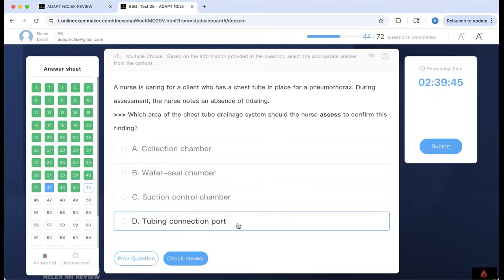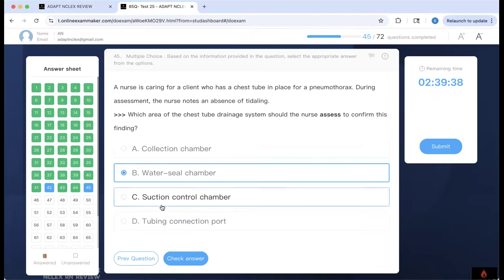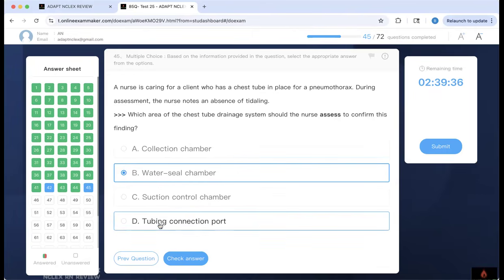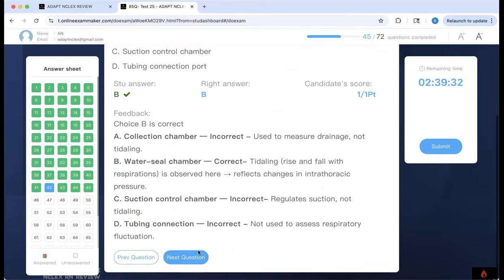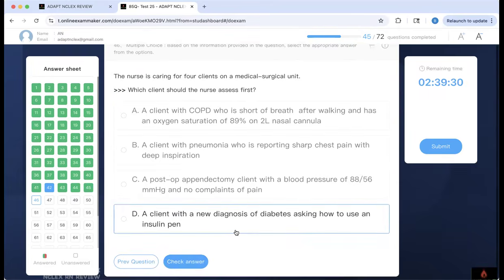Absence. If there's no tidaling, look at the water seal chamber. You see the water go up and down. That is the best place. Collecting chamber, you see water; suction control chamber and tubing connecting to the suction, you don't see it. So that's the place.